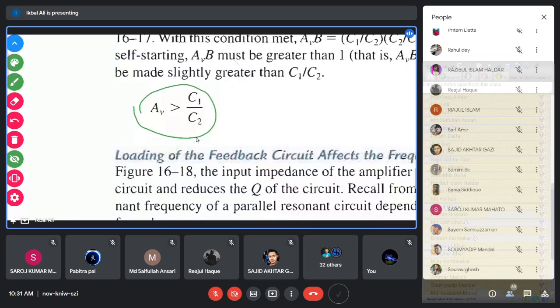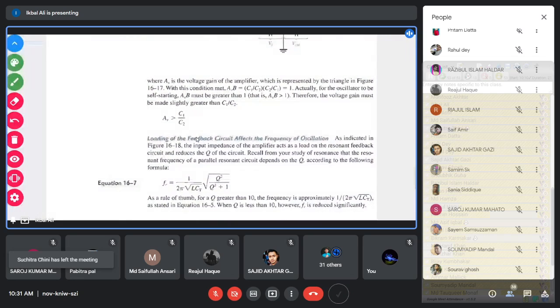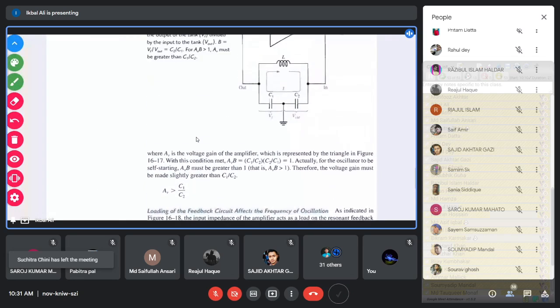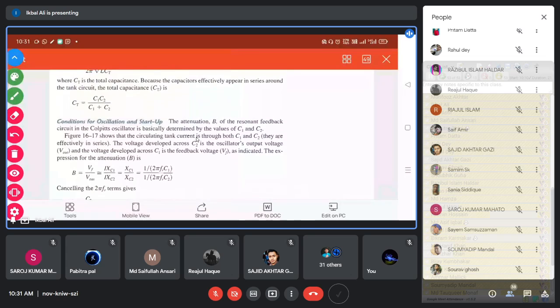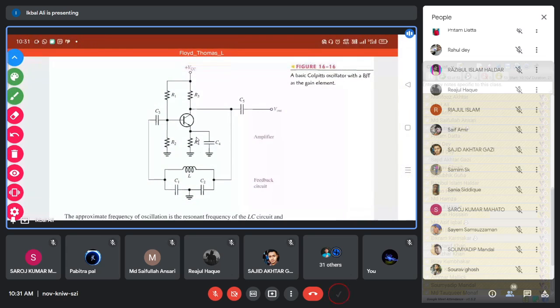So these discussions I have made are from last day's class. I have repeated them because the circuit we are going to discuss is just a slight modification of the Colpitts oscillator, because there are some defects in this circuit. We will discuss that, and that will be eliminated in the circuit that is slightly modified with respect to this one, and that is called the Clapp oscillator.